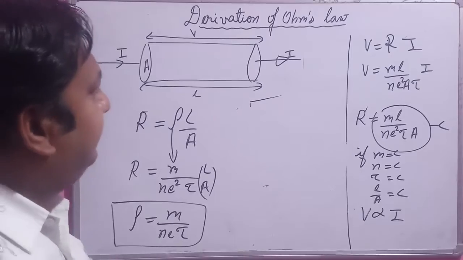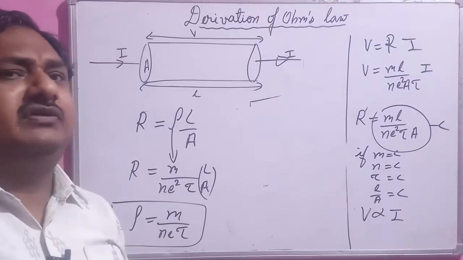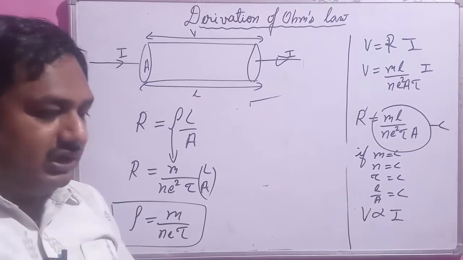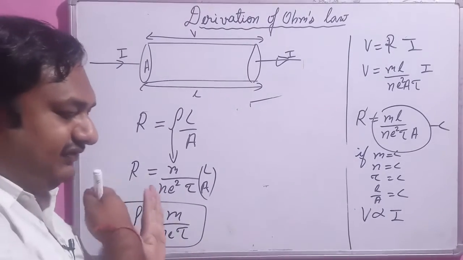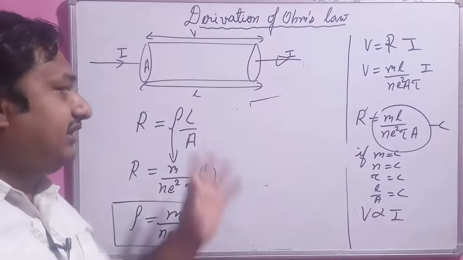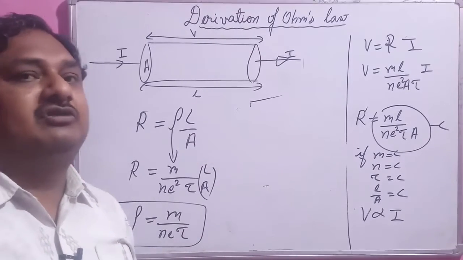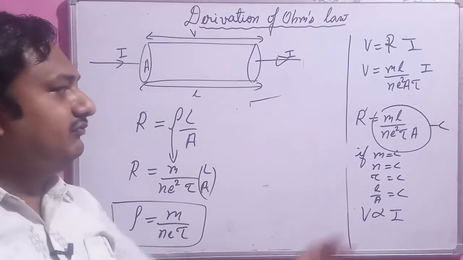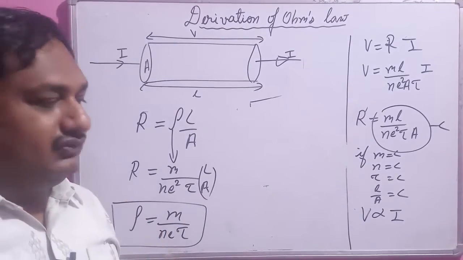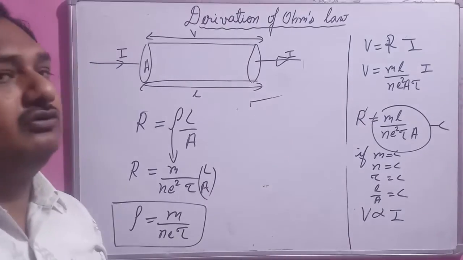So this is the simple derivation. First you have to know the current, and for that you have to know the relationship between the current and the drift velocity, and then you substitute the value. After substitution you get this result. So this is the derivation of Ohm's law.